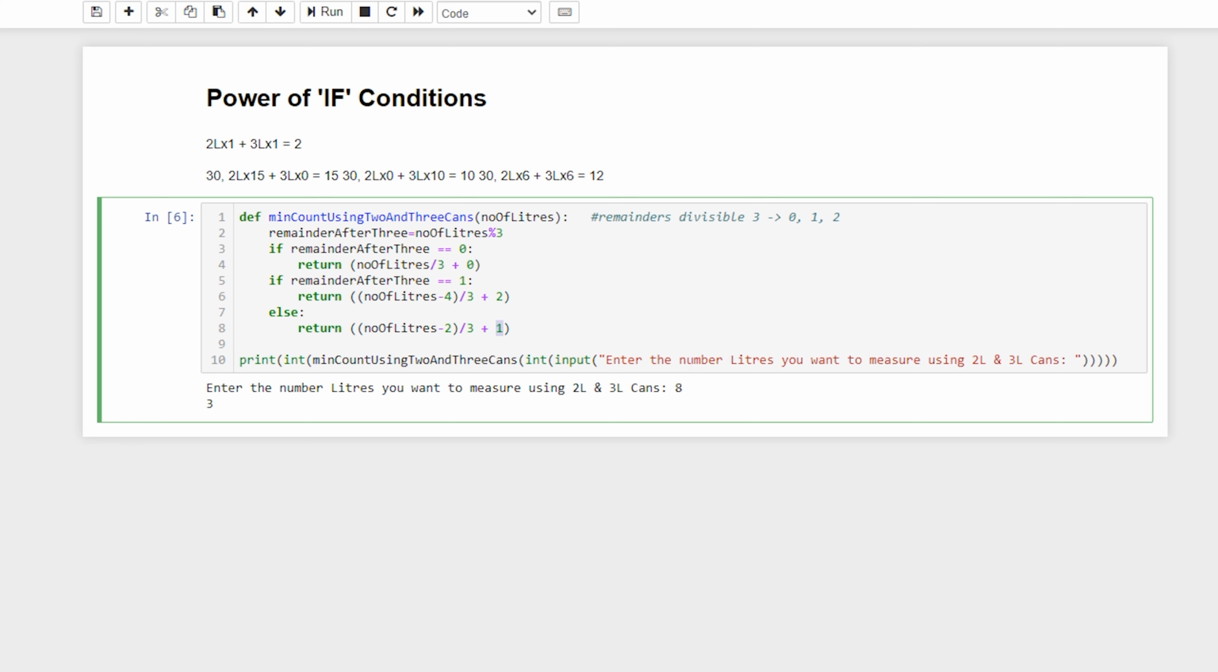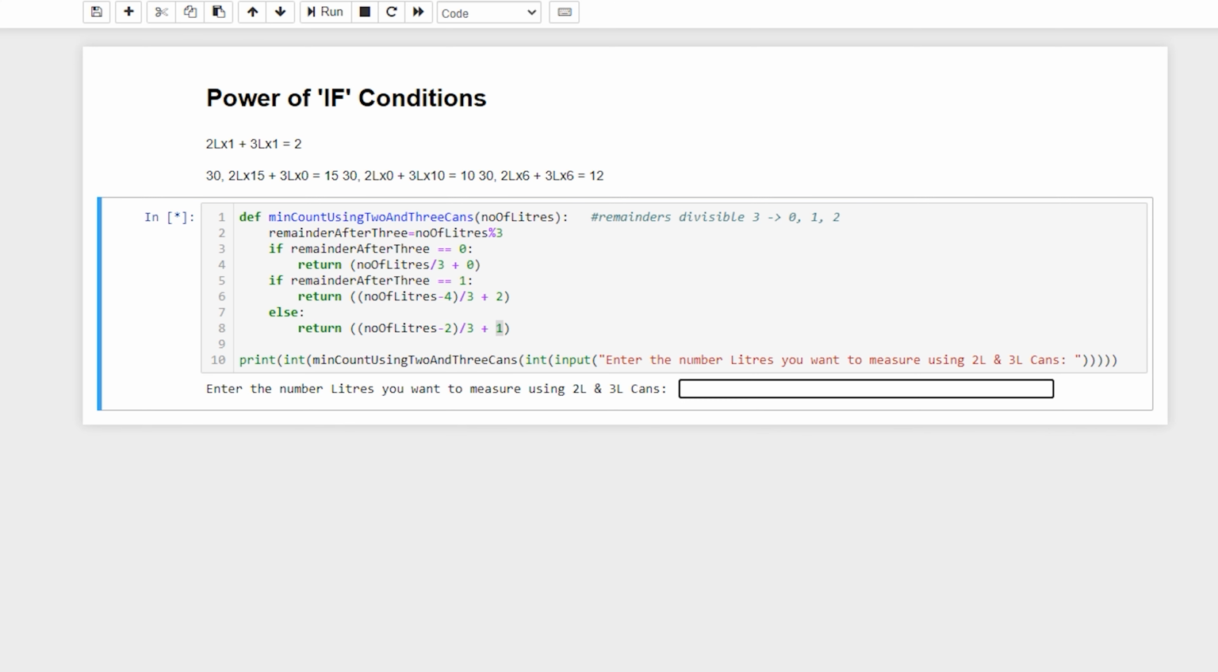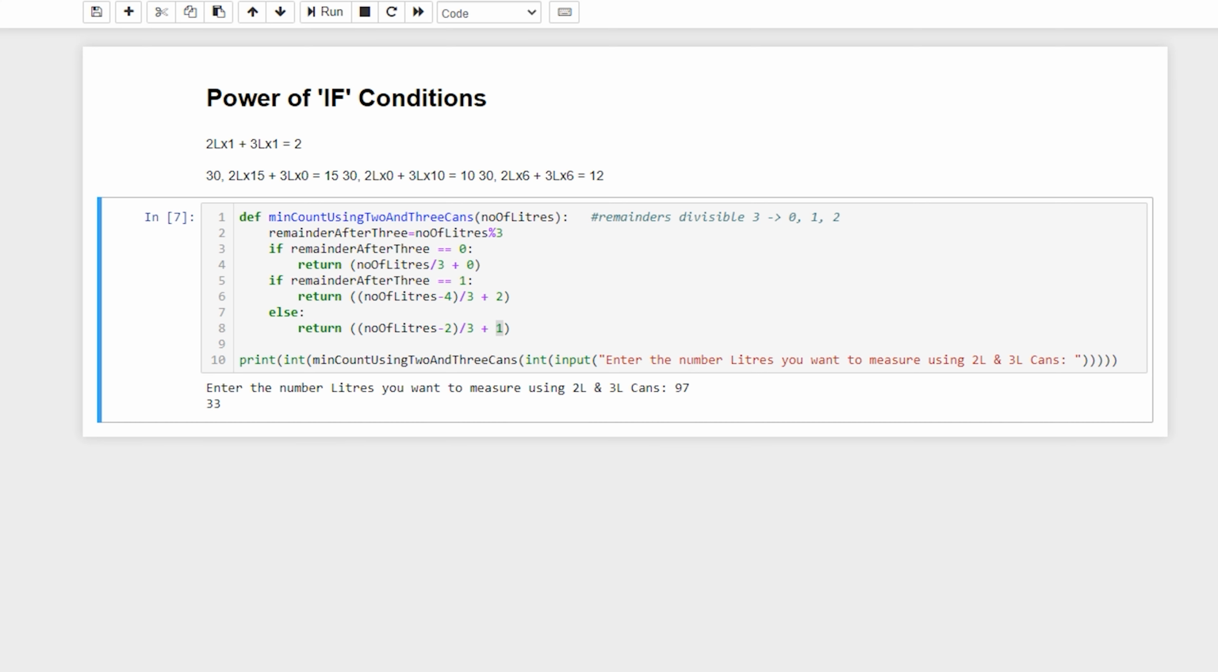Most of the time I start these entry equations with the measuring liters as 97. So 97 gives 33. How 33? 97 is divisible by 3 with a remainder of 1. So here it goes, 97 minus 4 is 93. 93 divided by 3 is 31, and the remaining 4 liters are measured with two 2 liter cans. So 31 plus 2 is 33, right? So this is the most optimized way of using if conditions.